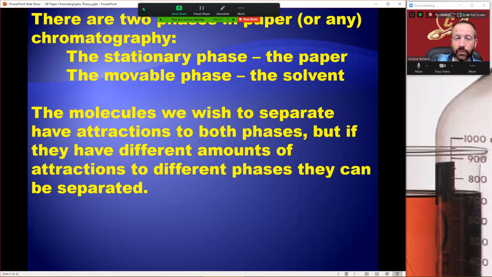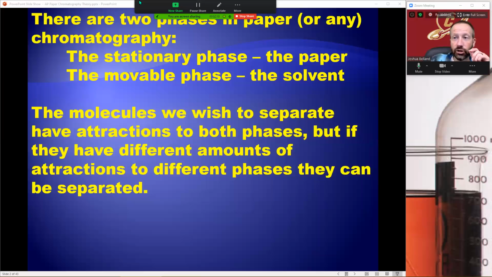Okay. With all forms of chromatography, there are two phases. There is a stationary phase, a phase that stays, and there's a movable phase, the phase that moves. In paper chromatography, it is the paper that stays, surprising, I know, and it's the solvent that moves. In our case, we were using something water soluble, so we used water. It didn't have to be water soluble. If it wasn't water soluble, I'd have to use something other than water.